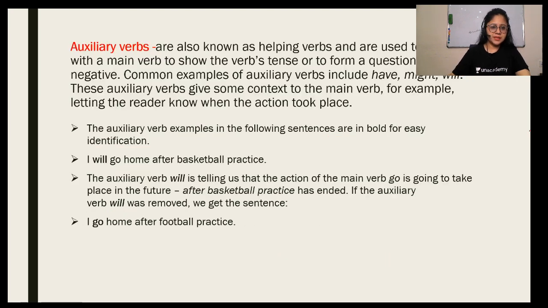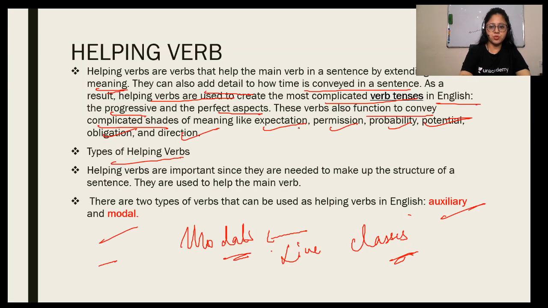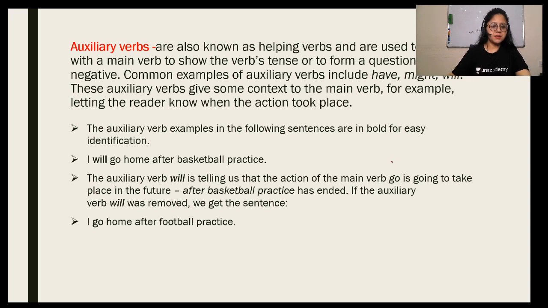Anyways, we'll move ahead and I'll talk to you about auxiliary verbs, because these are very, very important to understand. Auxiliary verbs are also known as helping verbs and are used together with the main verb to show the verb's tense or to form a question or negative. Common examples of auxiliary verbs include have, might, will. These auxiliary verbs will give some context to the main verb, for example, letting the reader know when the action took place.